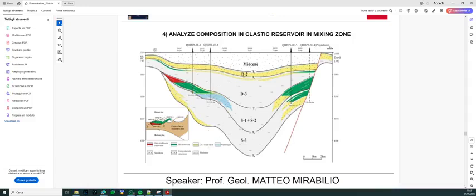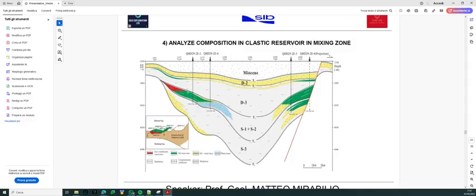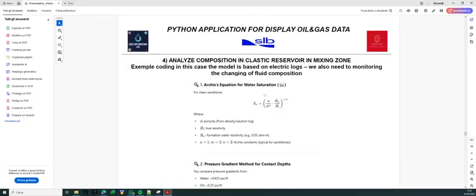Complex situation. We have to isolate the different parts of the reservoir using different drilling techniques and different extraction techniques. Analyze composition in plastic reservoir in mixing zone. Example coding in this case.